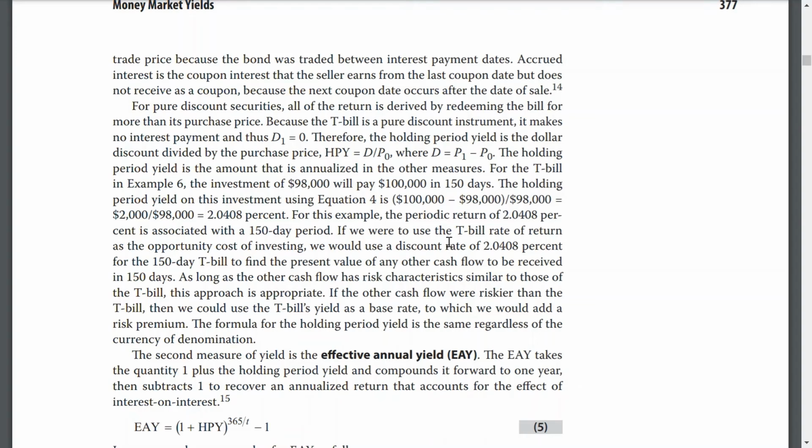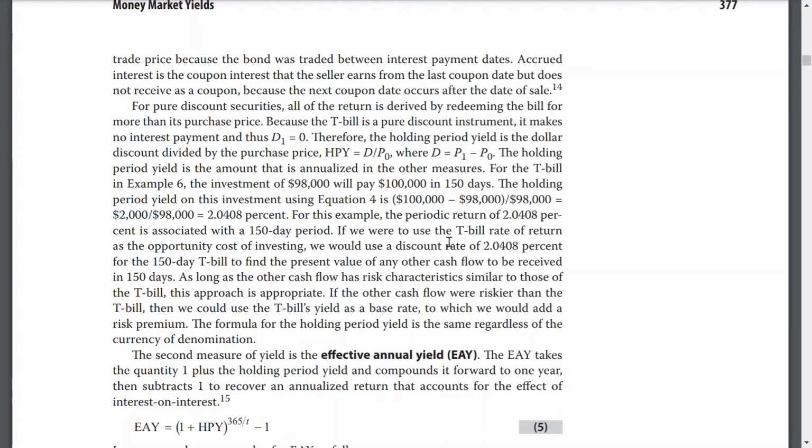For pure discount securities, all of the return is derived by redeeming the bill for more than its purchase price, because the T-bill is a pure discount instrument. It makes no interest payments, and thus D1 equals 0. Therefore, the holding period yield is the dollar discount divided by the purchase price. The HPY is equal to D divided by P0, where D equals P1 minus P0. The holding period yield is the amount that is annualized in the other measures.